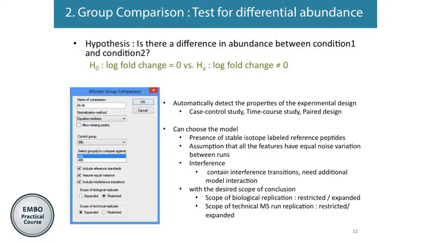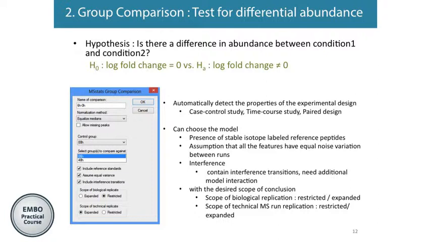In this window, first you need to decide the name of the comparison you want to see. Let's assume in this case we have 3 conditions: 0 hours, 6 hours, and 48 hours. I want to compare 6 hours versus 0, so here I put 6 hour minus 0 hour. And then I want to use the median normalization. Here, the control group is the 0 hours, and then I choose which one to compare. So I just click the 6 hours, and then they compare 6 hours versus 0 hours.